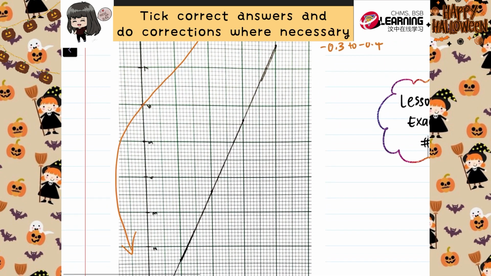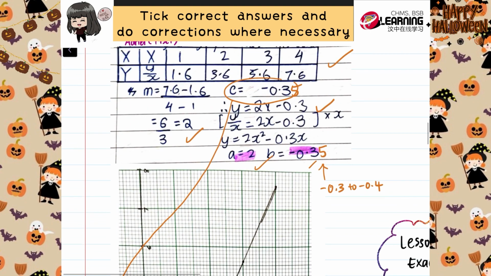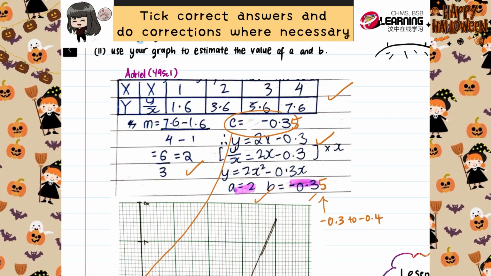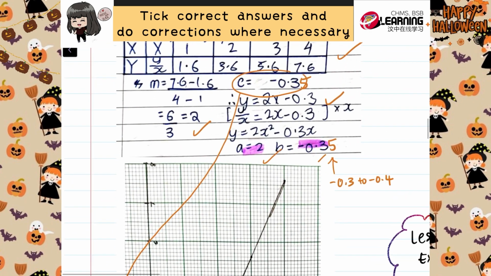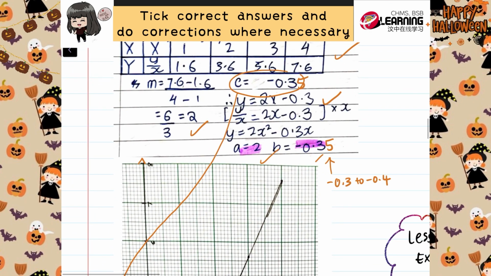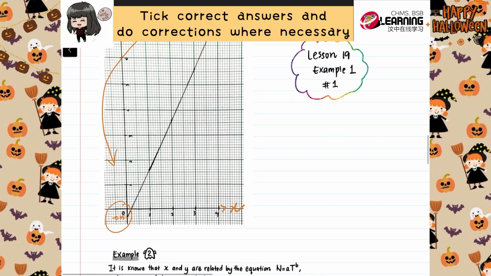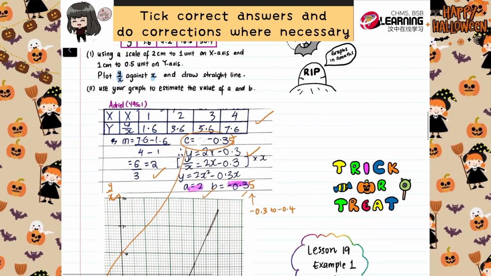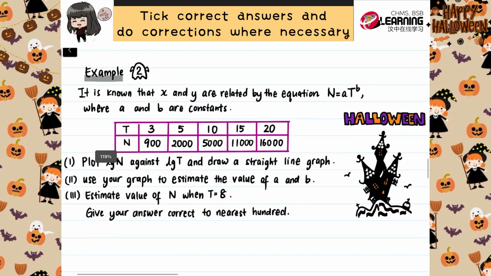I hope you check your PDF file already, the one that you sent in to me. I already marked it, and please double check. The gradient is somewhere around 2, right? And don't forget to label your graph. This graph must be labeled. This is y over x, and this is x. You must label your graph. Right, so let's go to example 2.